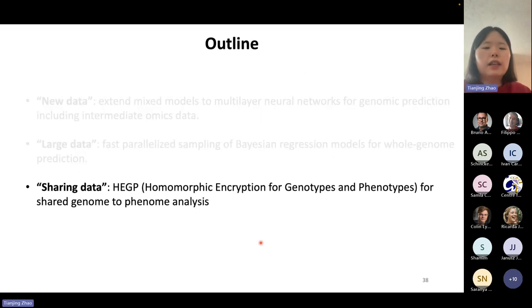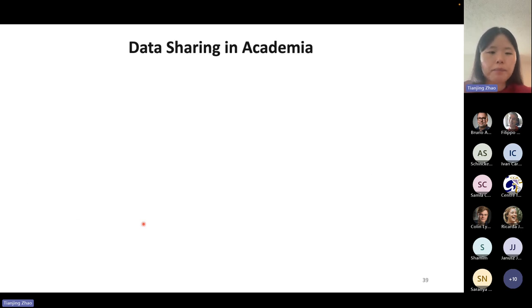Okay, so this is the last part of my research: sharing data, homomorphic encryption for genotypes and phenotypes, HEGP, for shared genome to phenome analysis.